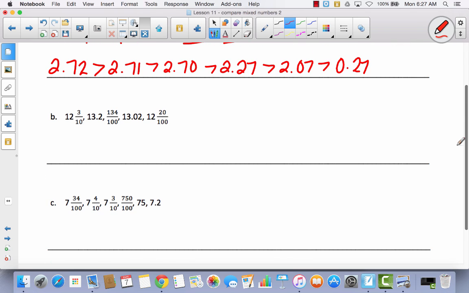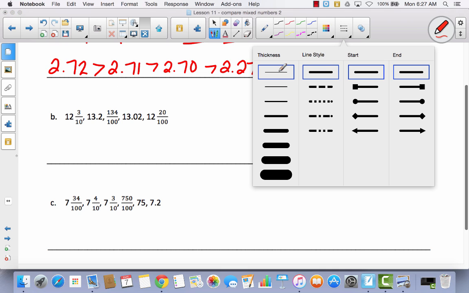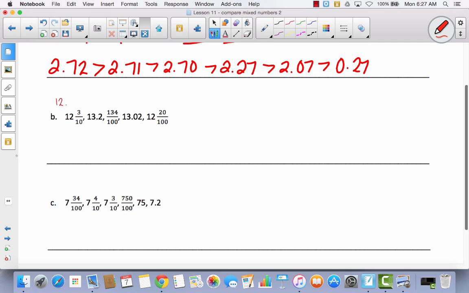All right, so let's take a look at B. So this time I've got 1, 2, 3, 4, 5. And now I have 1, 2, 3, 4, 5. And I need to convert these to decimal. Okay, so I think this time I'm going to try to write it above to see if that'll be less confusing. All right, so I've got 12 and 3/10. So let's make this a decimal. 12 and 3/10. Okay, I'm going to mark that out. And then I'm going to go ahead and write this one up here, even though we're not changing it. 13 and 2/10. And now I've got 134 hundredths.